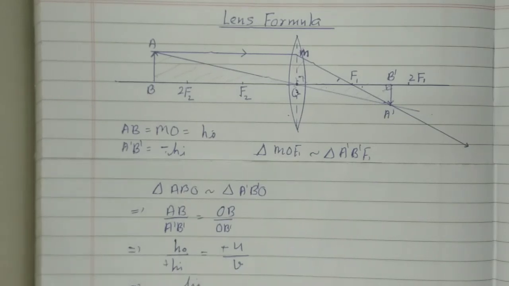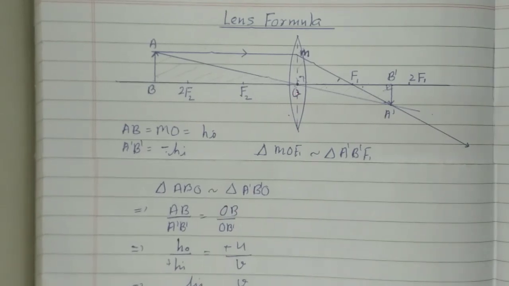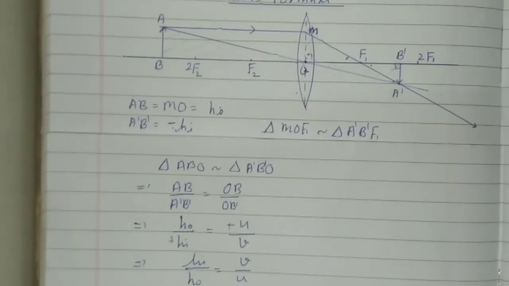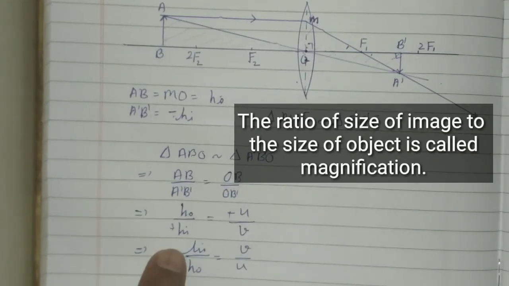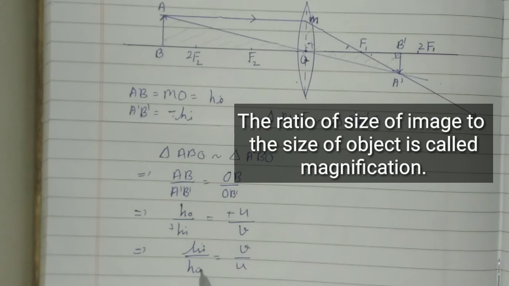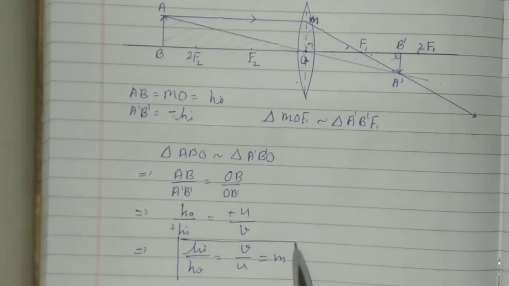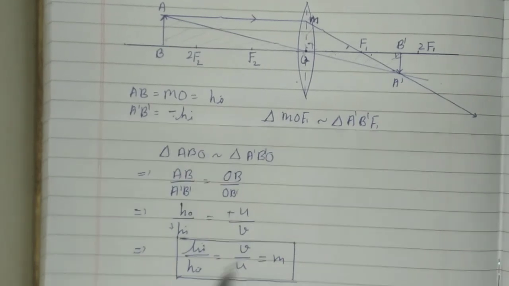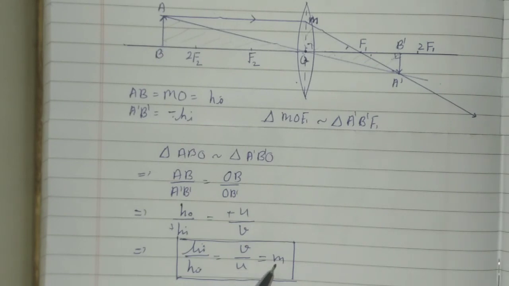We will get HI upon H0 is equal to V upon U, and we know that the ratio of size of image to the size of object is equal to magnification. So hence HI upon H0 is equal to V upon U is equal to M. So this is the formula for the magnification of the lens, that is M is equal to V upon U. In case of mirror, magnification is equal to minus V upon U. Okay, so we get a relation H0 upon HI is equal to U upon V.